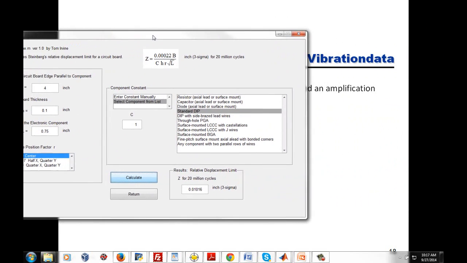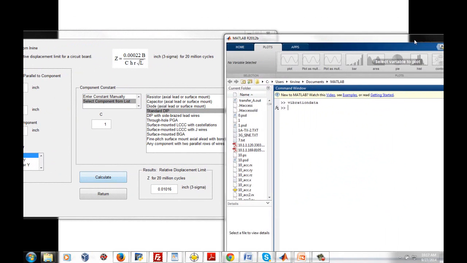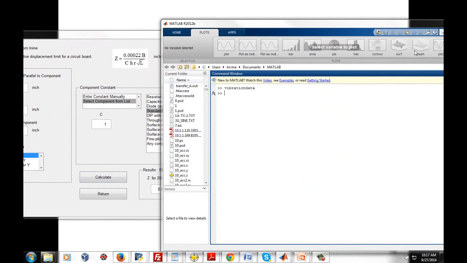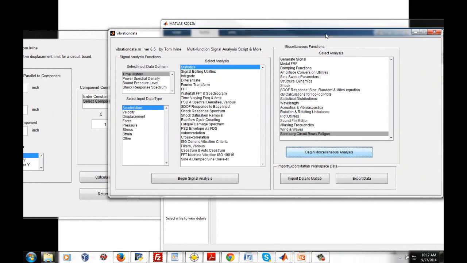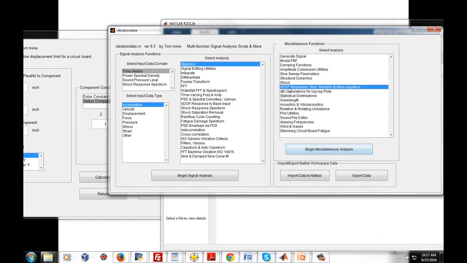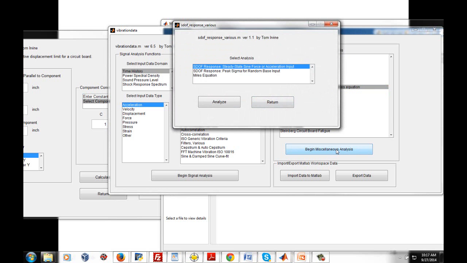As you might recall, I think this is a review exercise, we can do a Miles type of equation using our GUI package here. So let's go to single degree of freedom response, sine, random, and Miles equation. Let's begin the miscellaneous analysis, and we can choose Miles equation.